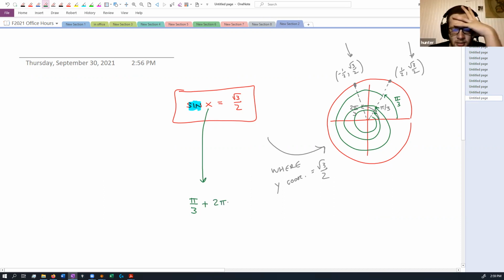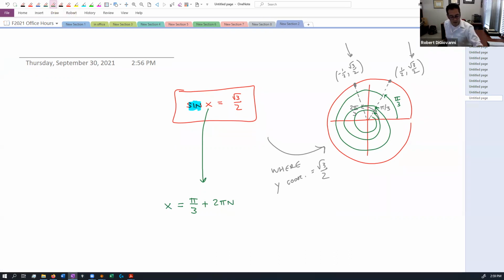So pi/3 plus 2 pi n represents all the possible full rotations, both clockwise and counterclockwise, because this n represents an integer. So n represents either 0, 1, -1, 2, -2, 3, -3, 4. So it's all possible integers. If you use 0, then it's just pi/3. If you use 1, then you're going to pi/3 and adding a full rotation. If n is 2, then you're starting at pi/3 and adding 2 full rotations, and then backwards too.